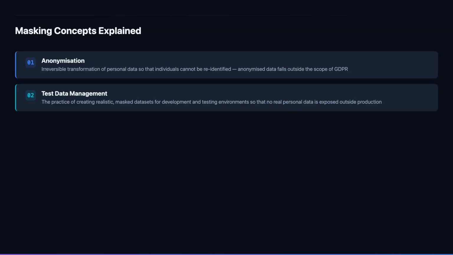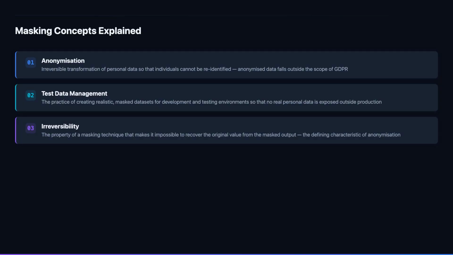Using real personal data in these environments creates material privacy risk and typically violates GDPR requirements. A structured test data management program using masked or synthetic data eliminates this risk while still providing developers with the realistic data distributions and edge cases they need for effective testing.